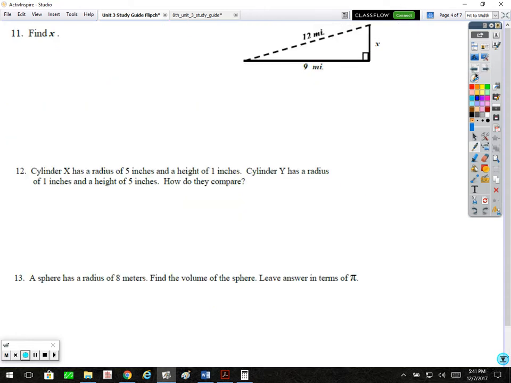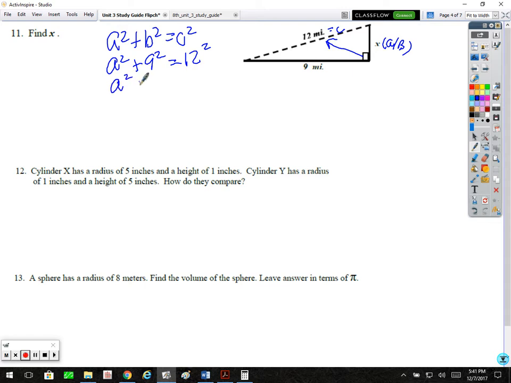All right. Number 11, find x. Well, x is either going to be a or b. It doesn't matter. The one I do know is it's pointing to the hypotenuse. So remember, we draw our arrow. So a squared plus b squared equals c squared. Remember, these two don't matter. It does not matter which one you plug those in. So I'm going to plug in a squared. I'm going to plug in 9 squared. This is the one that matters. I have to put it in for c. Well, all right, now 9 squared is 81. 12 squared is 144.